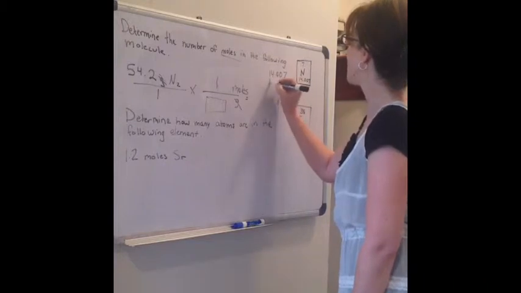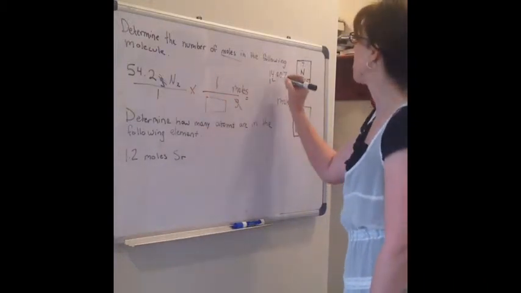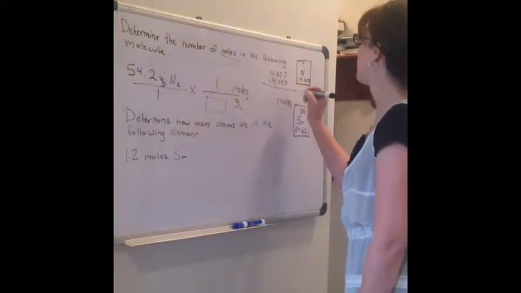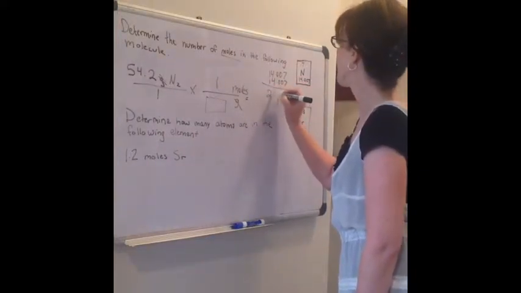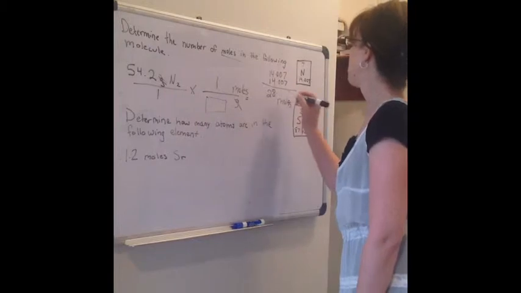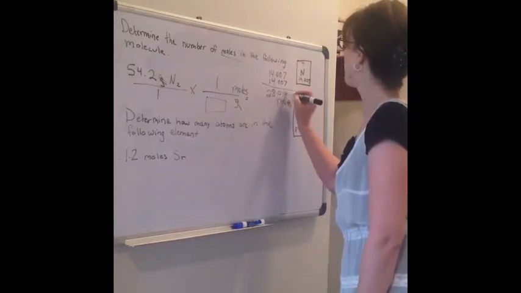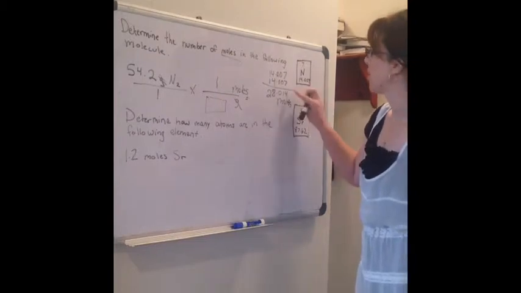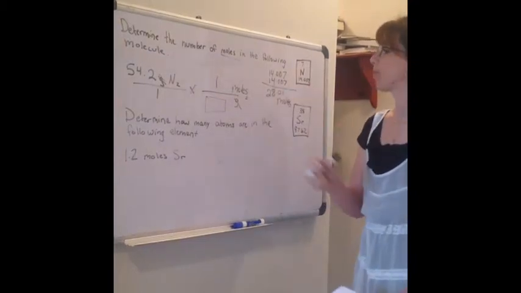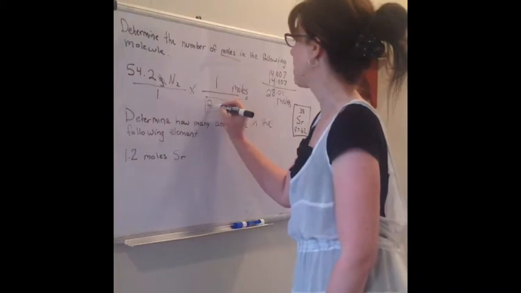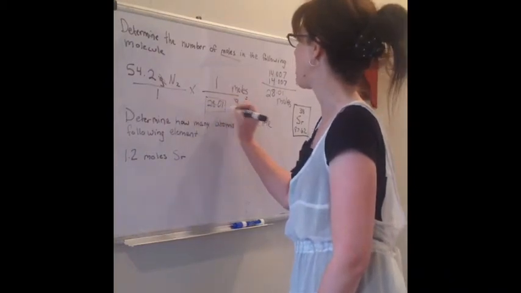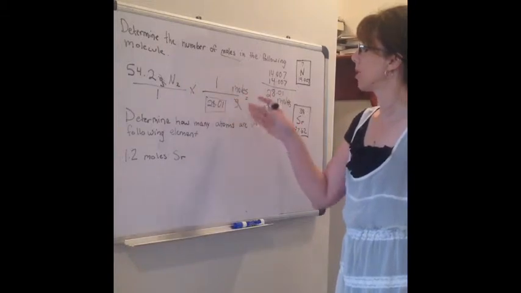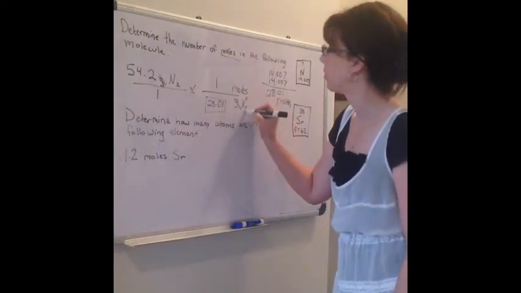The atomic mass of nitrogen is 14.007, and we have N2 here, so we're going to double that and we get 28.014. We're just going to round this and call it 28.01. I'm going to write 28.01 right here. So there is 1 mole in 28.01 grams of N2.